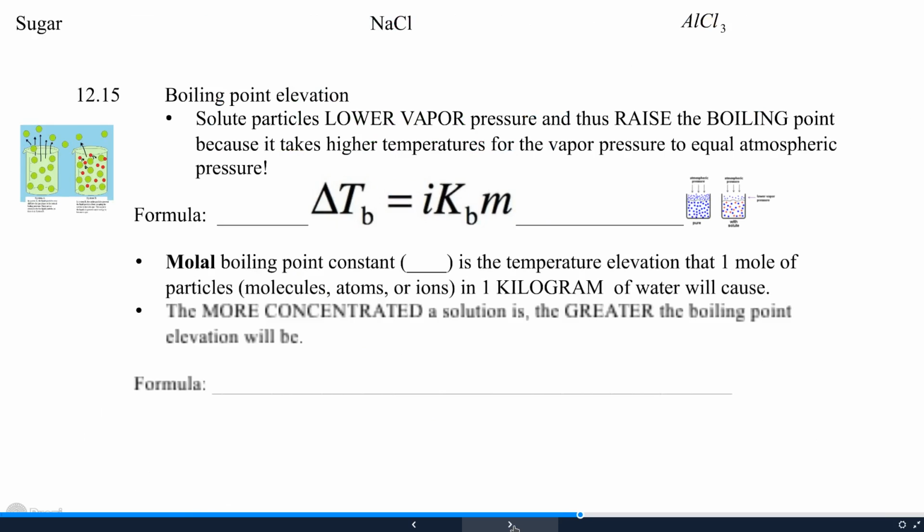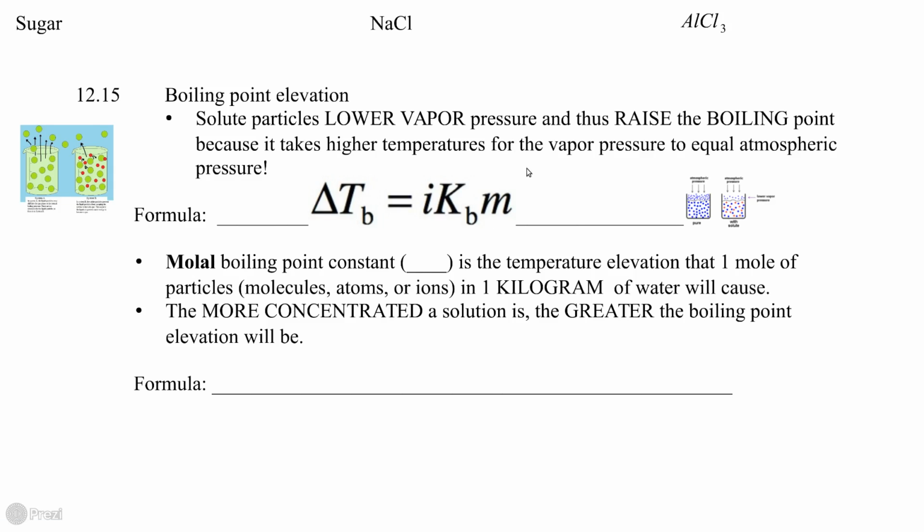And that brings us to the boiling point elevation. Solute particles lower vapor pressure, that's what we just said, and thus raise the boiling point because it takes higher temperatures for the vapor pressure to equal the atmospheric pressure. Remember, that's the definition of boiling. When the vapor pressure going up equals the atmospheric pressure going down, a liquid can boil. But if the vapor pressure has gotten smaller, then the only way to increase the amount of vapor is to heat the liquid up even more to make more vapor escape. So a lower vapor pressure means you have to raise the temperature in order for things to boil.